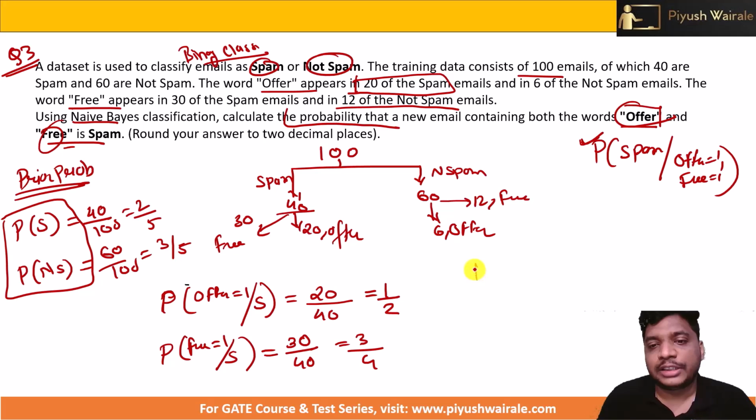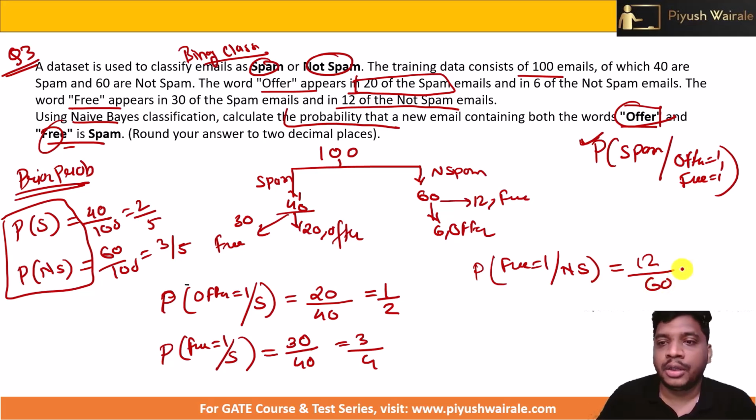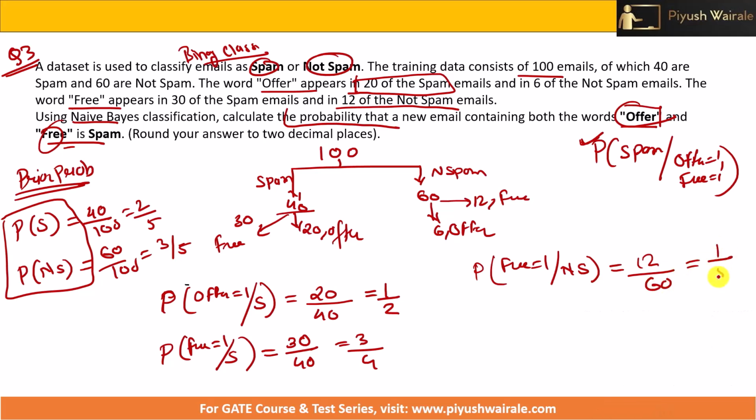Now similarly, what is the probability that the word free appears given the email is not spam? That is 12 by 60, which is equivalent to 1 by 5. What is the probability that offer appears given not spam? That is 6 by 60, that is 1 by 10 here. So this is what we can get from the given data. I hope you understand how we found these four probabilities.